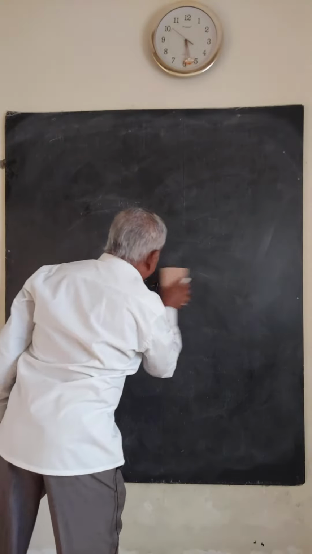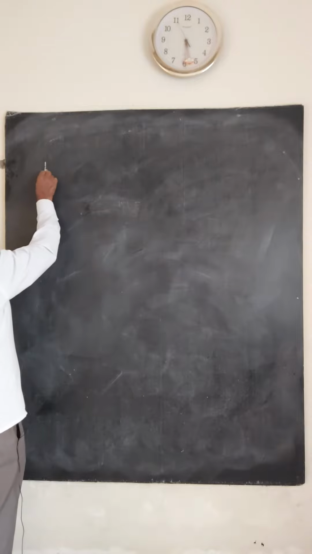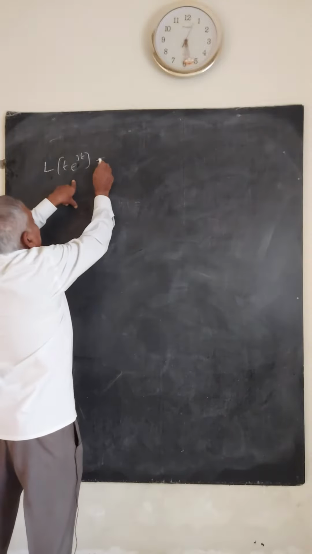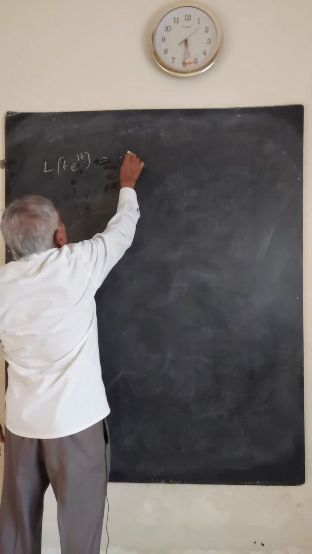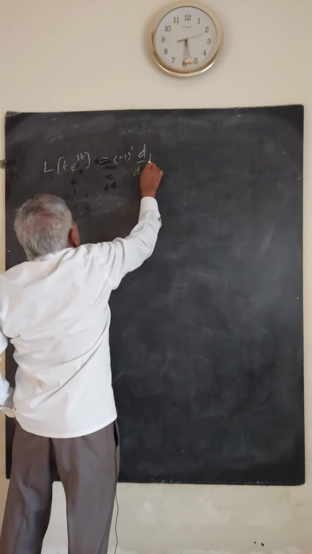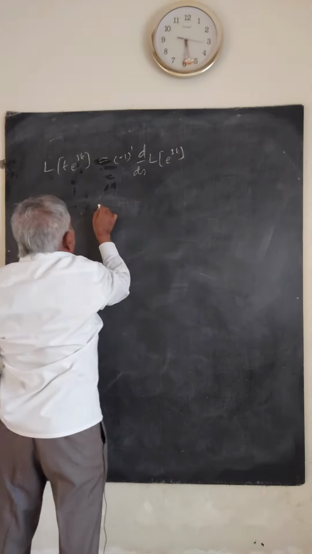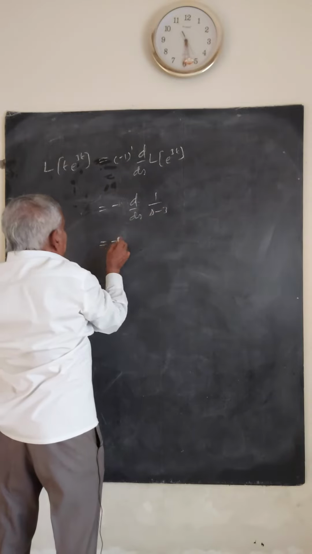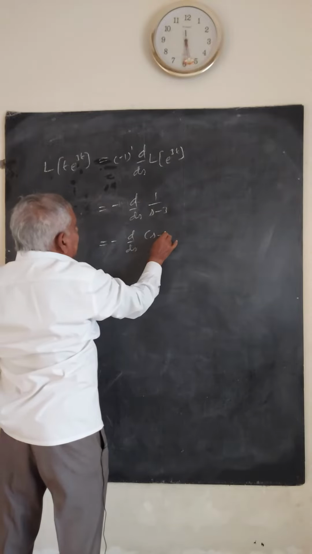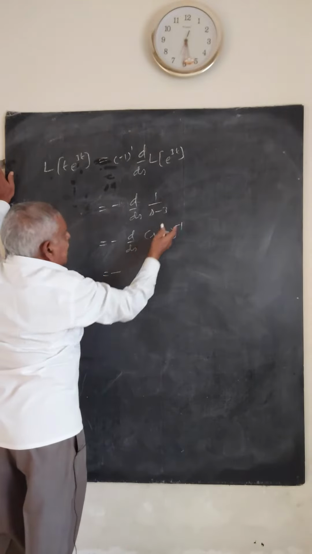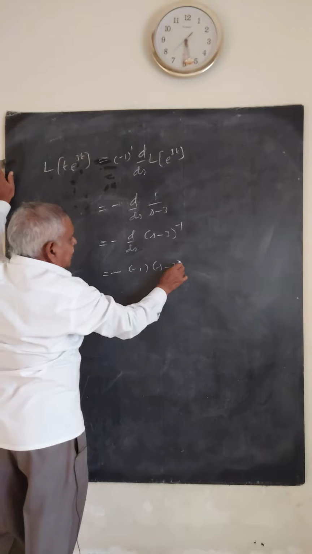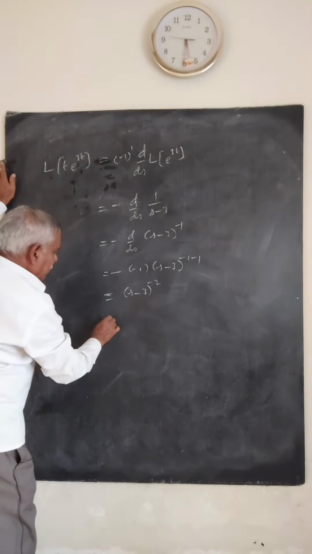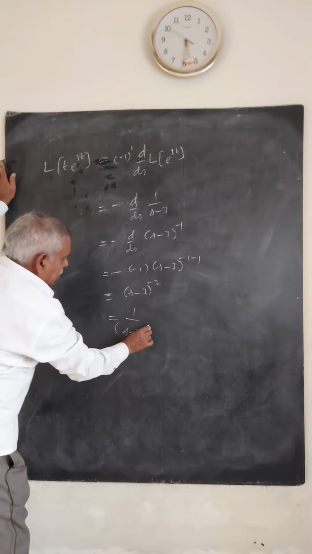Let us see sums by using this derivative formula. L of t e power 3t. This sum we have seen initially with the shifting property. Minus 1 whole power 1 d by ds of L of e power 3t, which is minus d by ds of 1 by s minus 3. We have to differentiate this: d by ds of s minus 3 whole power minus 1. Differentiating the power minus 1 gives s minus 3 whole power minus 2, with minus times minus giving plus. It comes down to 1 by s minus 3 whole square as the answer.